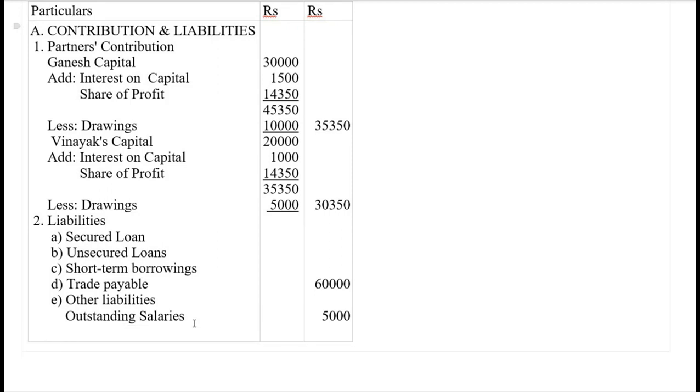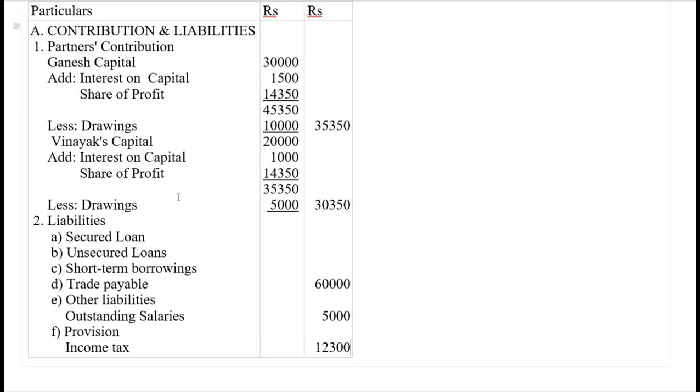Then the next one here F. Under that we have provisions here. Under that it is provision for income tax, which we have computed in the statement of income and expenditure as rupees 12,300. There is only one provision, so directly let me take it to the outer column. So 12,300.